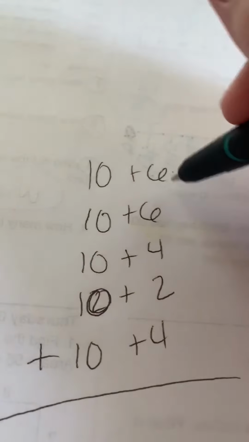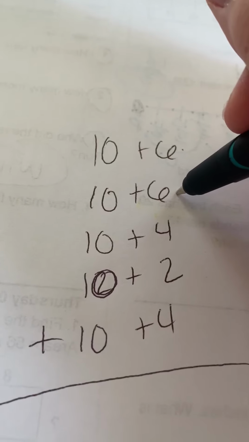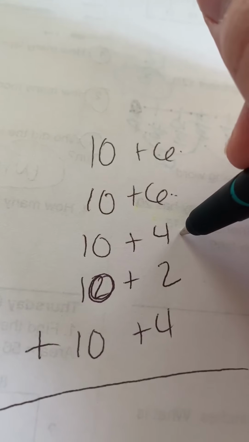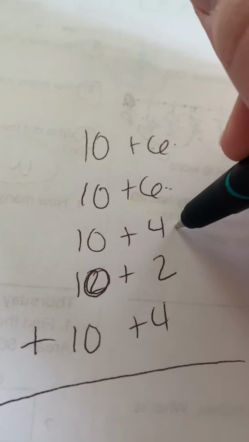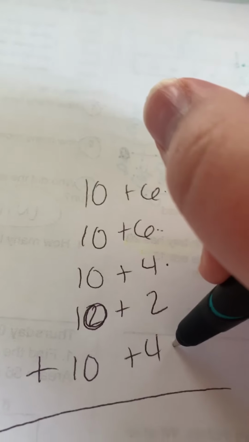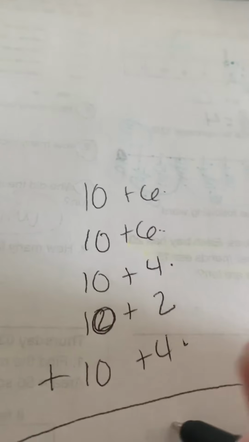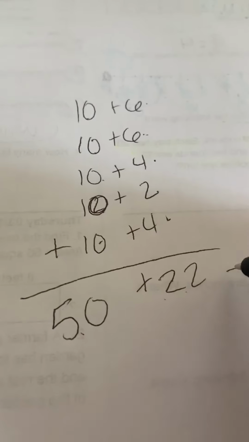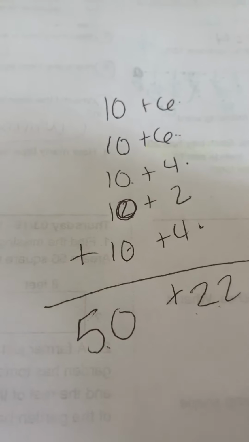We have, I know 6 plus 6 is 12. Okay. 12 plus 4 is 16. 16 plus 4 is 20. 20 plus 2 is 22. Then I have 10, 20, 30, 40, 50. Well, 50 plus 22 is 72 laps.